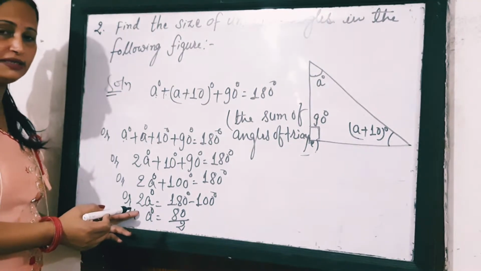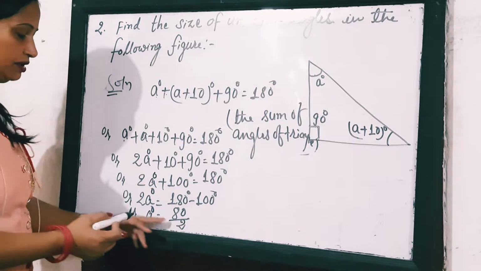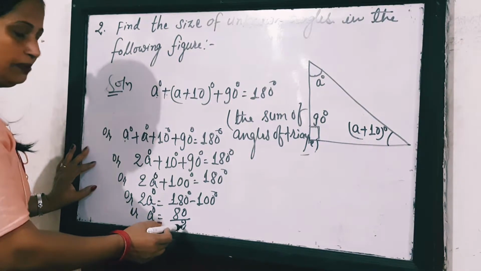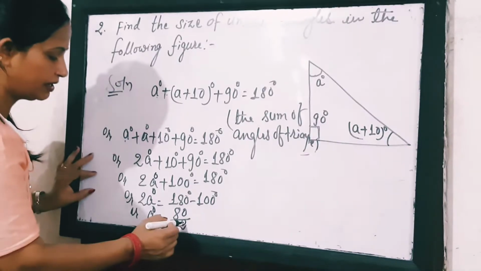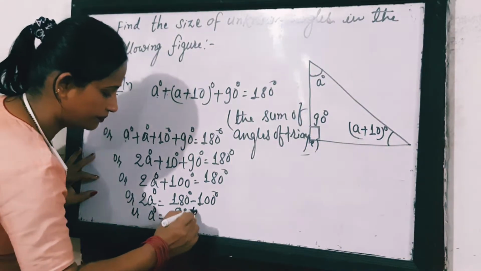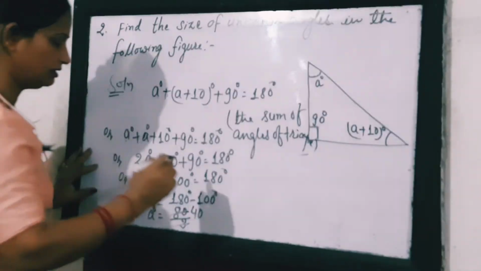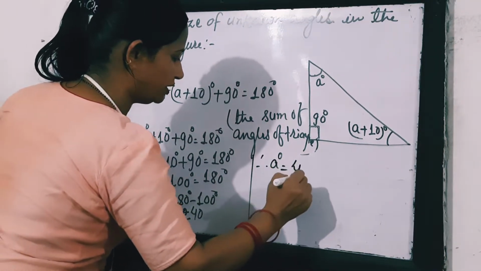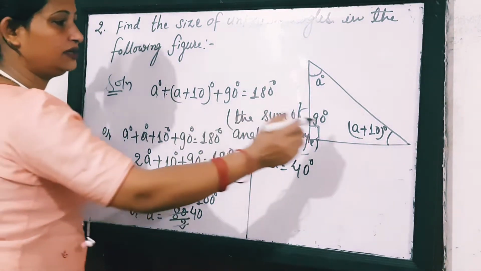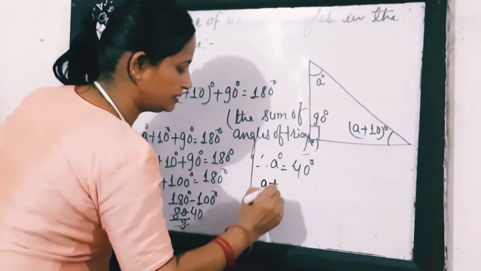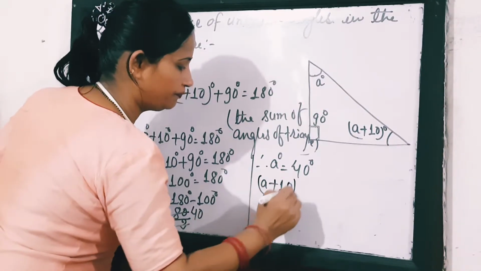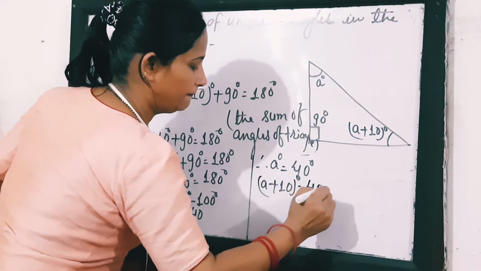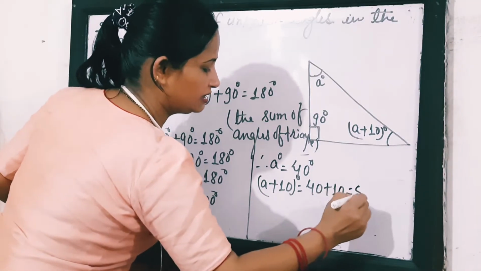And 2a degree is equal to 80, it is in multiplication. If we put it on this side, it will be in divide, and 40 times it will be divisible. So a degree is equal to 40. Understood? Now the other angle, what is here? a plus 10. After that 40 plus 10, it is coming 50 degree.